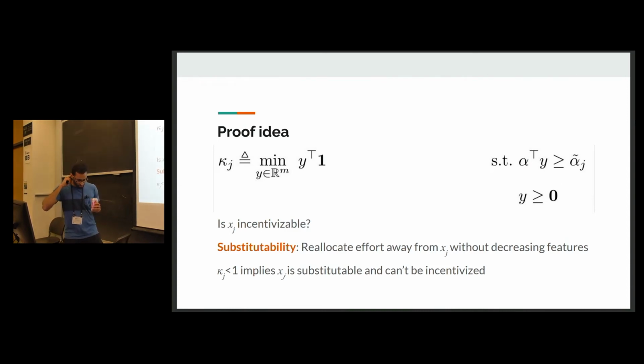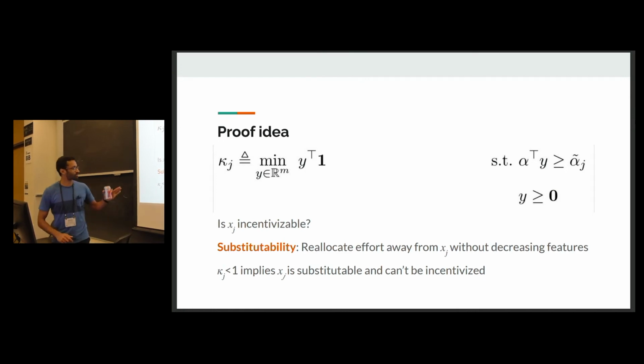And the proof idea is actually fairly straightforward. It's to take this idea of substitutability that I mentioned to you and turn it into a linear program. All right, so that linear program is just saying, could I remove effort from one node and reroute it elsewhere, such that this constraint is saying the feature values are non-decreasing when I do this. And this linear program is going to have some value to it. It turns out that when that value is less than 1, any particular action is substitutable and can't be incentivized.